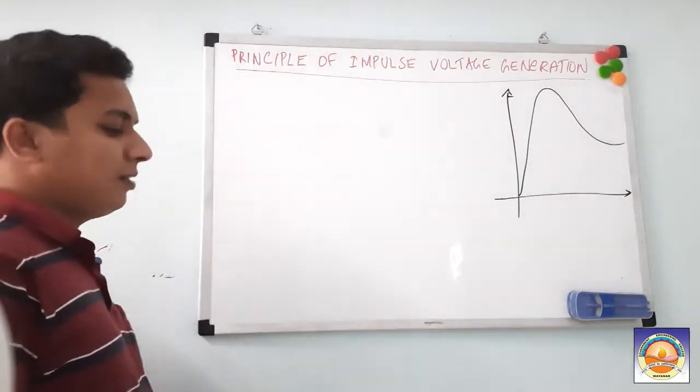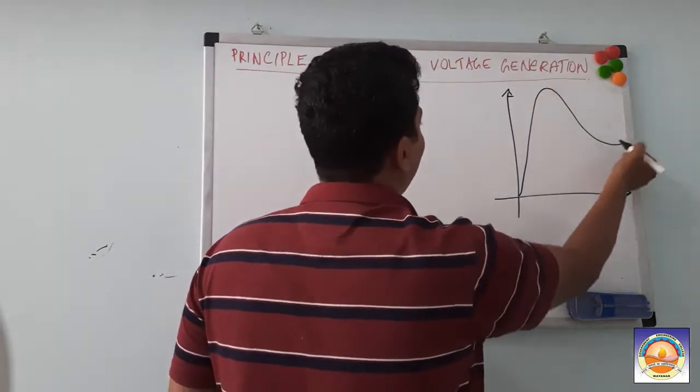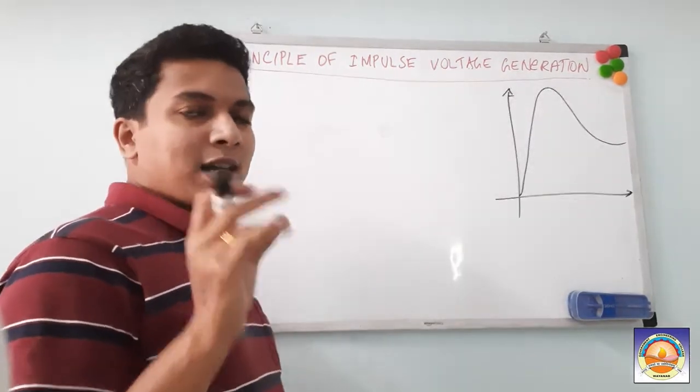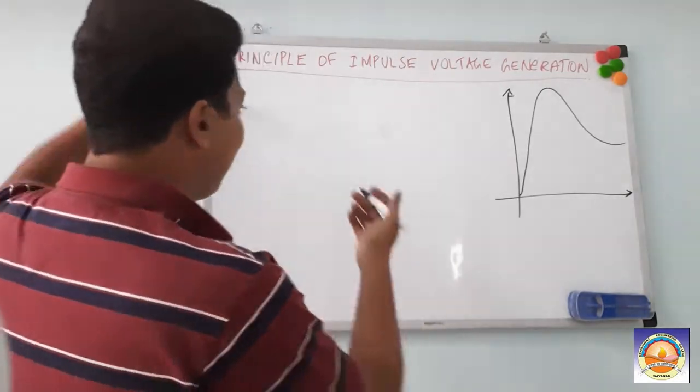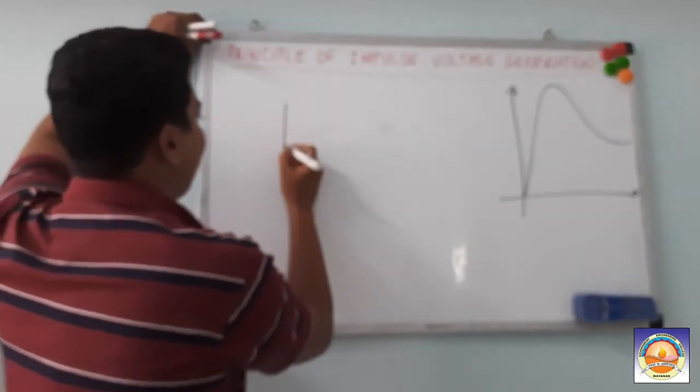Okay. So basically, as you can see here, there is an exponential increase as well as an exponential decay here. So such similar characteristics you can see when you are charging or discharging a capacitor. So basically, that is the principle of operation of an impulse generator.